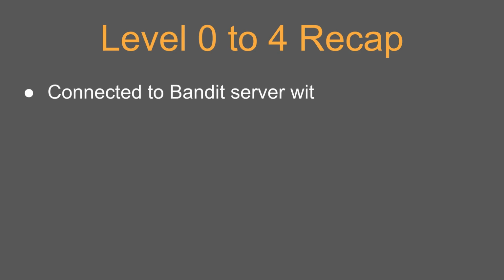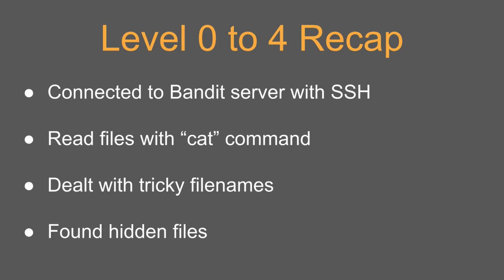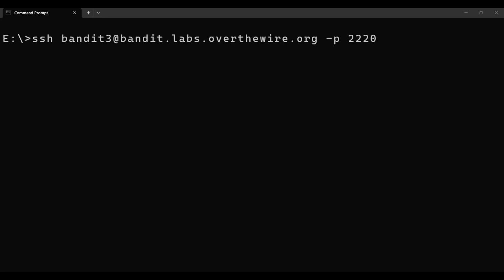If you watched the first video, we covered Bandit levels 0 to 4 and learned how to connect using SSH, read files, and deal with tricky file names and hidden files. In this video, we're going to continue with levels 4 to 7 and start working with file types, searching through directories, and using one of the most powerful Linux tools, the find command. So let's jump back in.